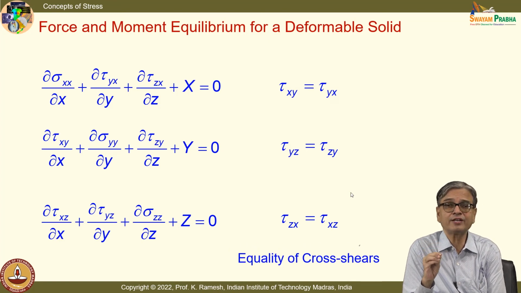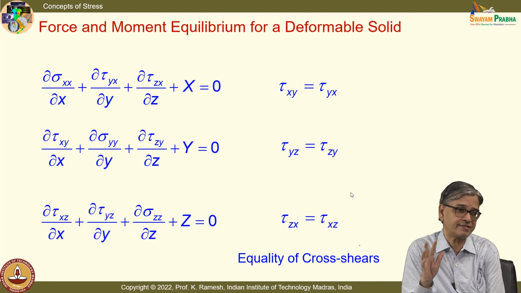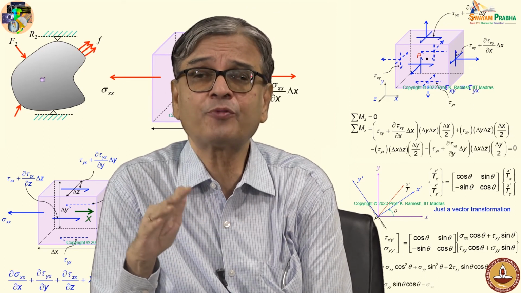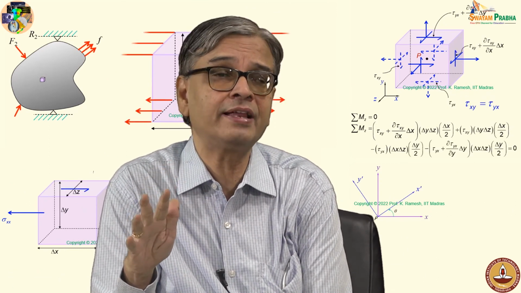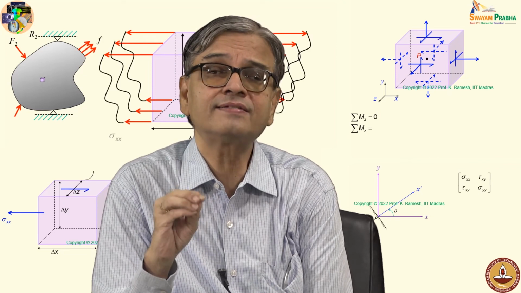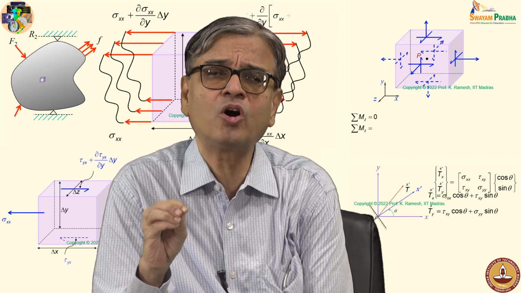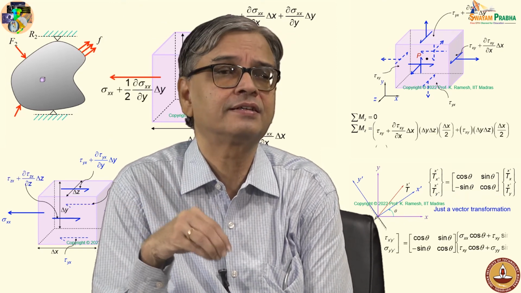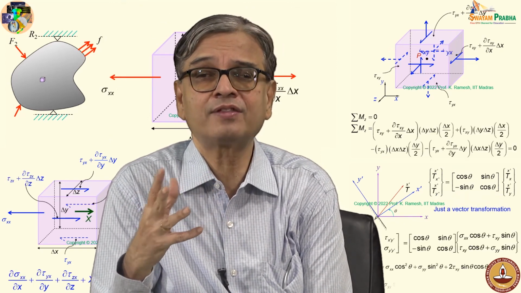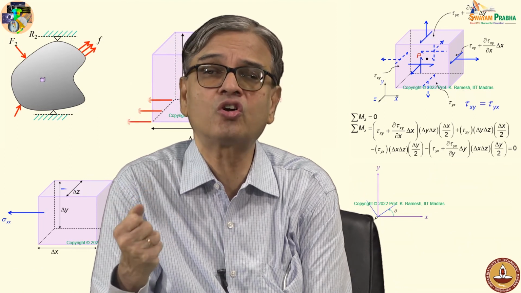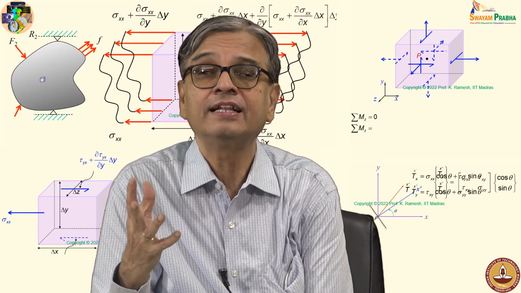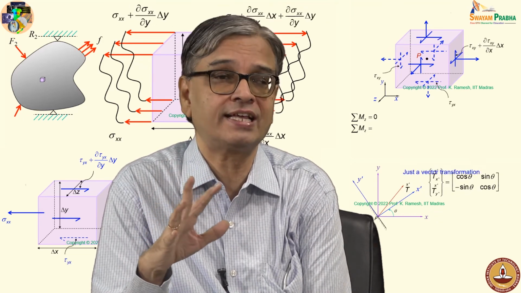Because of this equality of cross shears, my stress tensor becomes symmetric. A large variety of problems in the engineering domain, stress tensor is symmetric. Only in a very small number of cases, when I go to plasticity, or when I have the solid in very strong electric or magnetic fields, you will find the equality of cross shear does not exist.